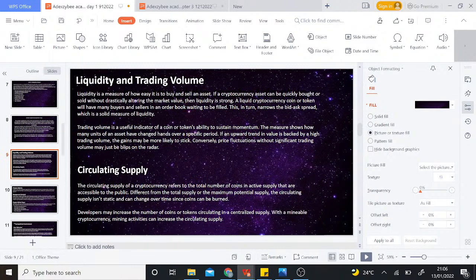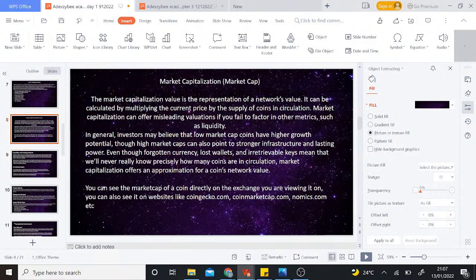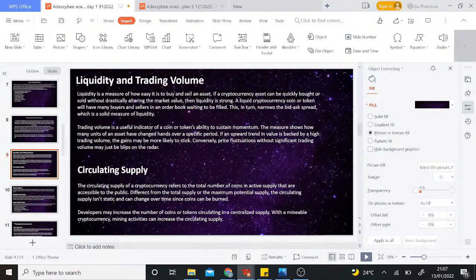You should check the trading liquidity and trading volume. You should check market cap. You should check circulating supply. Now, some people had confusions about this supply. The circulating supply is the amount of the coin that is available to the public, that people can actually buy and sell. While total supply is the total number of the coin in existence. Do you understand? That is it.